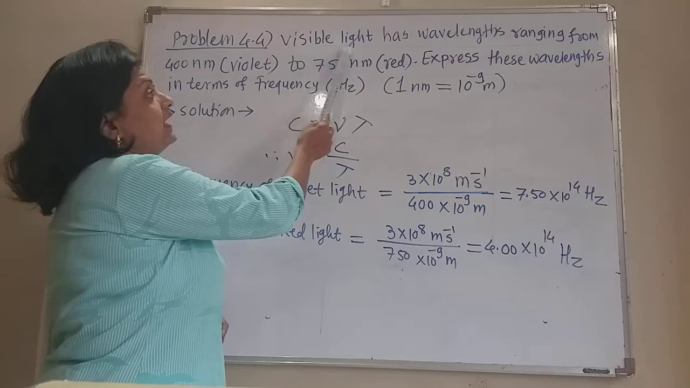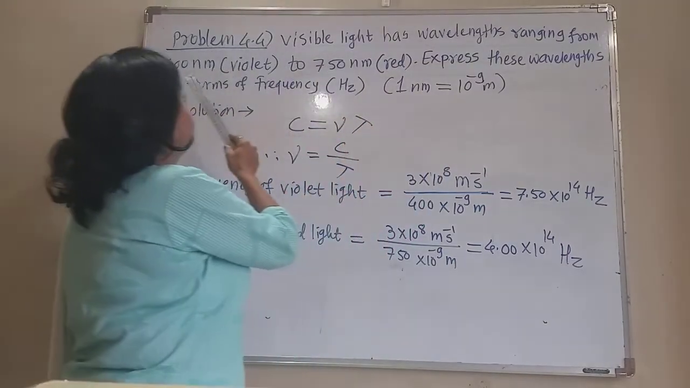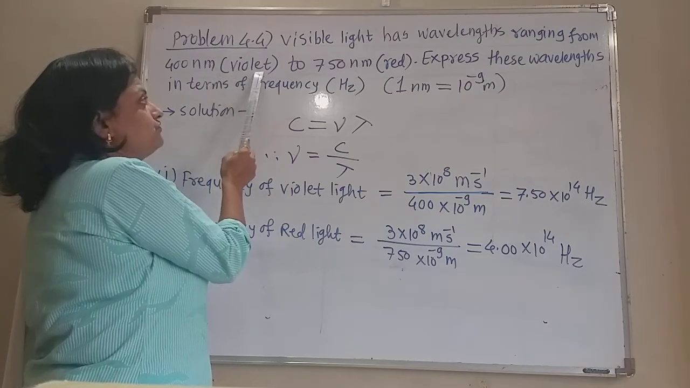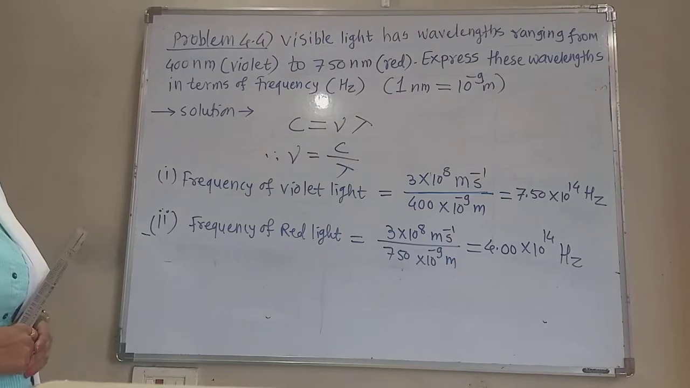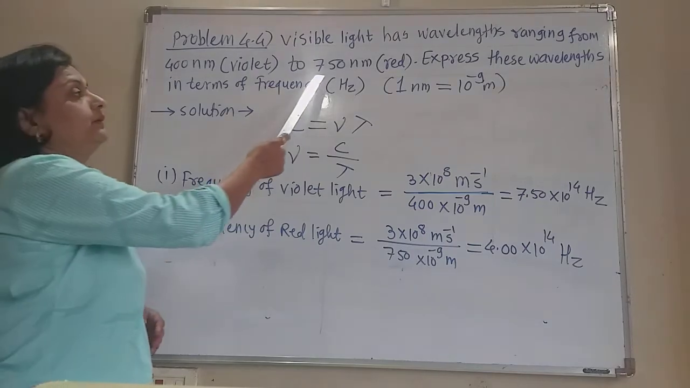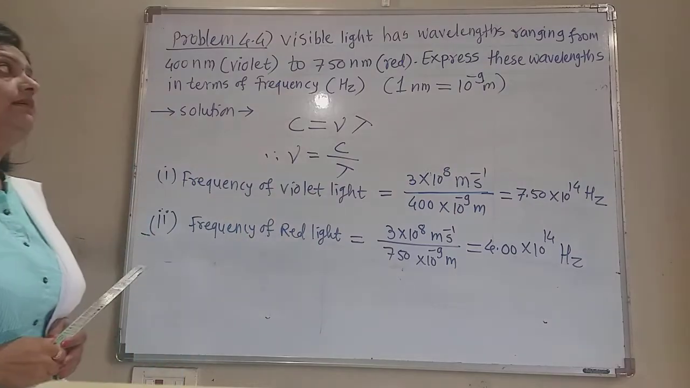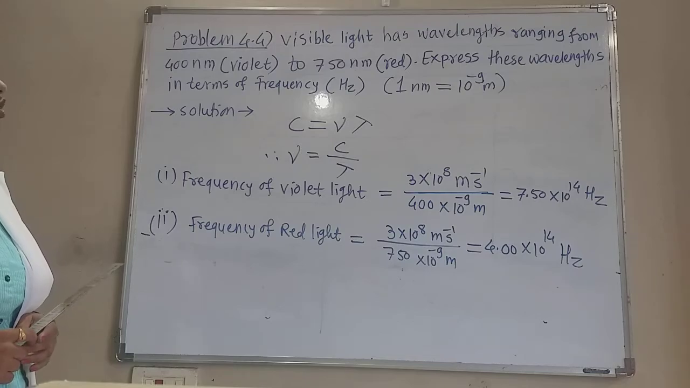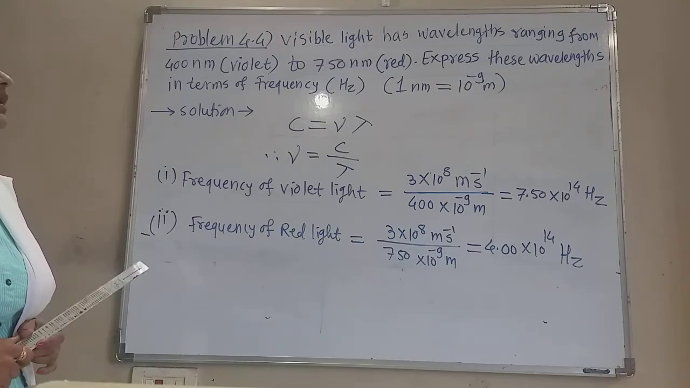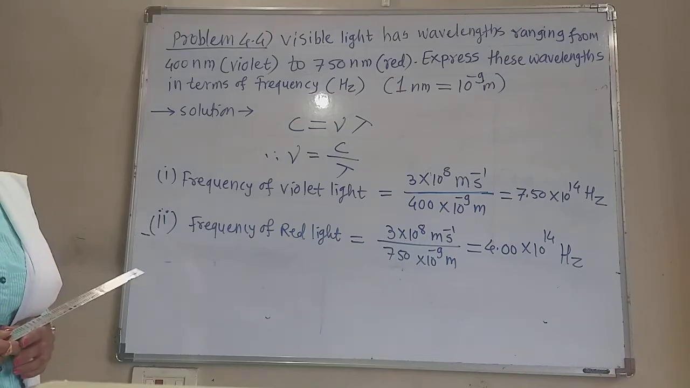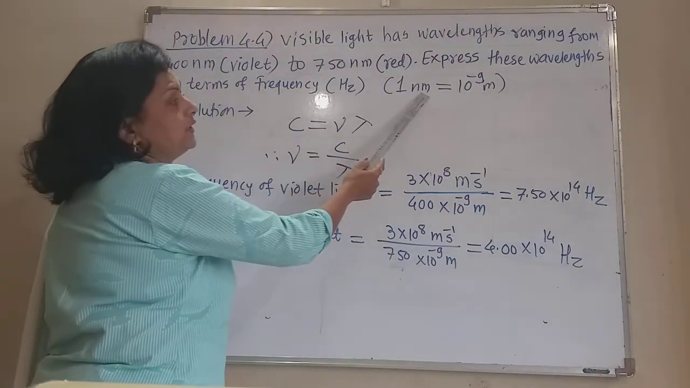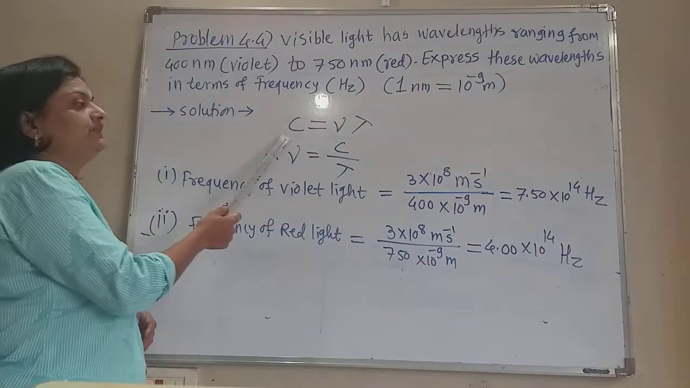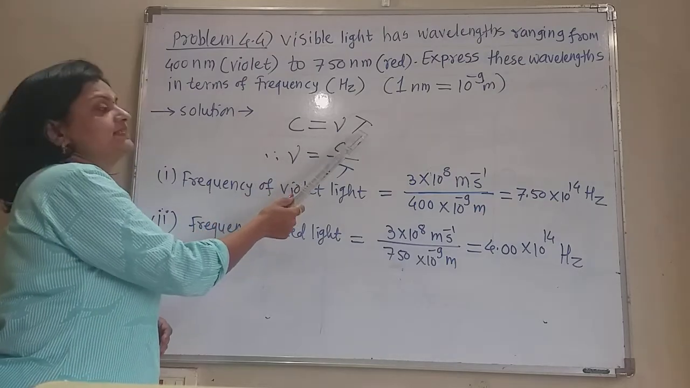Visible light has wavelength ranging from 400 nanometer, that is the violet region, to 750 nanometer, that is the red zone. Express this wavelength in terms of frequency. We have to calculate the frequency from this wavelength, and they have given that 1 nanometer is equal to 10^-9 meter.